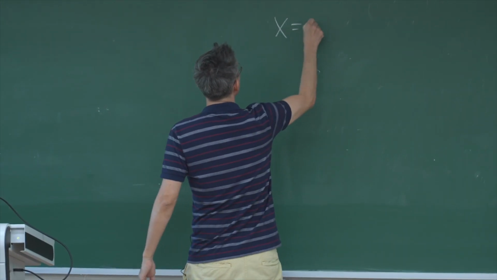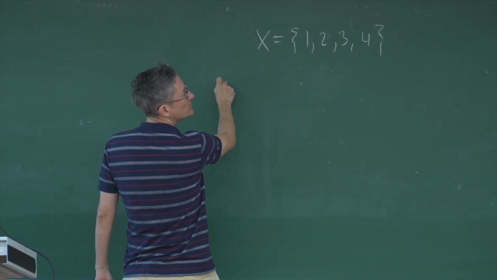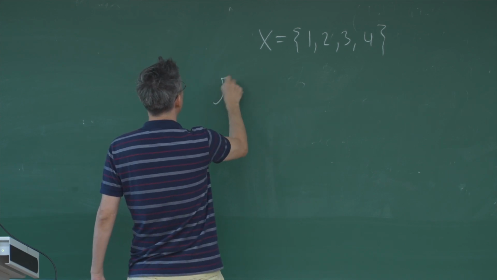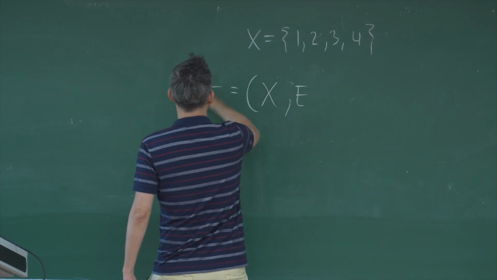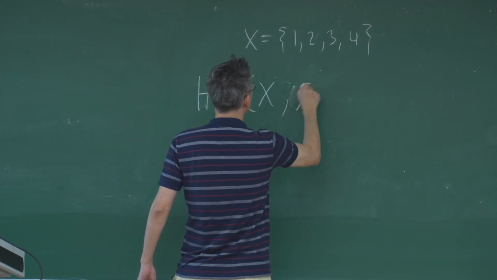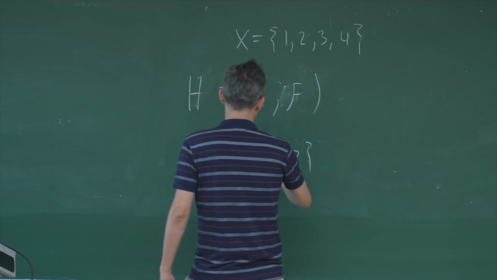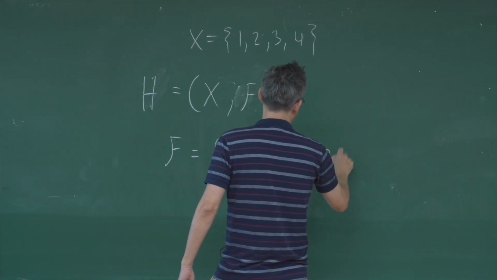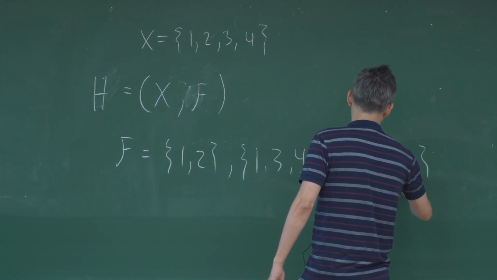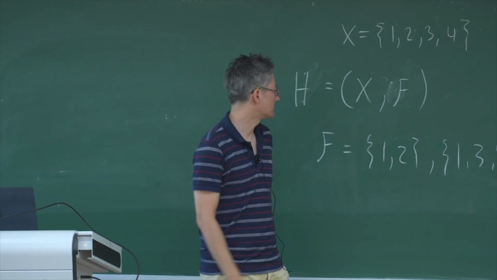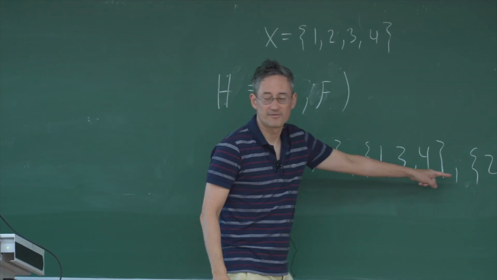So X could be, let's say, {1, 2, 3, 4}. And your hypergraph, which we would define or sometimes write as H = (X, F), like this. F could be, for example, {1, 2}, {1, 3, 4}, {2, 3, 4}. Okay? So, well, maybe I should put brackets like this. Usually we call these the edges of the hypergraph.